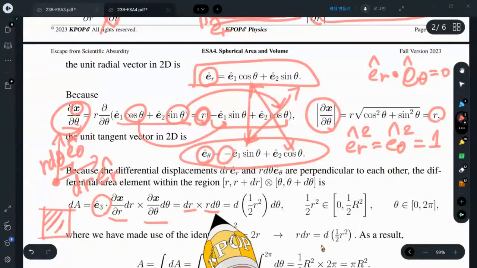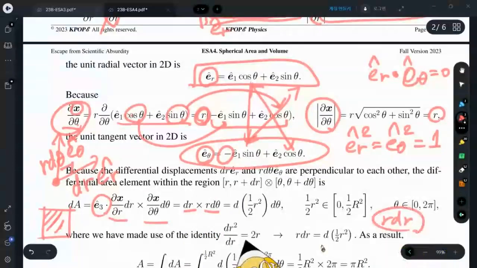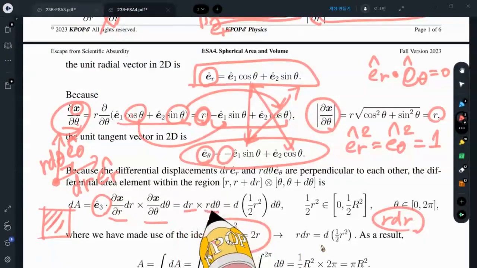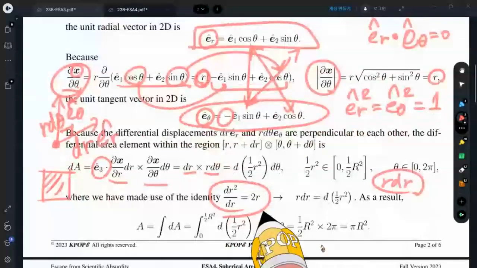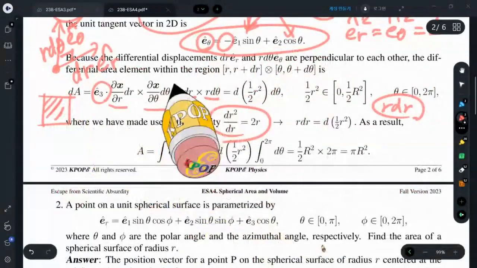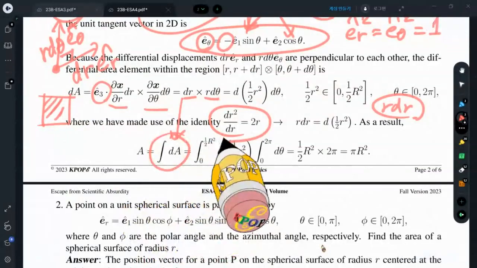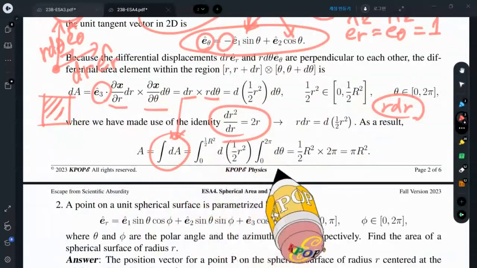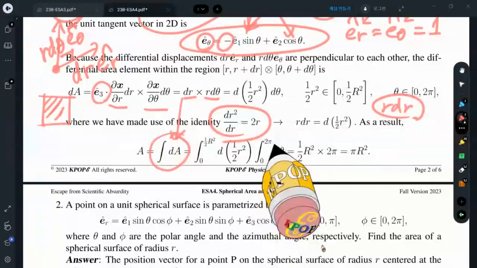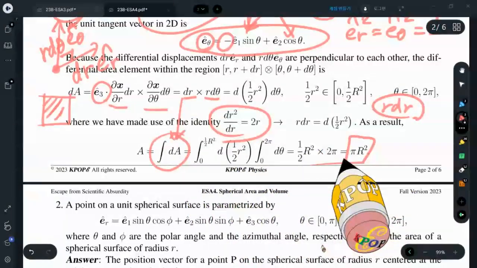Finally, the rectangle's area is trivial. And we know r dr is simply expressed in this way. So this is nothing but the differential of one half r squared. Therefore, combining everything together into a single piece and integrating over the region from radius 0 to capital R and the angle 0 to the full angle of 2 pi, the answer is pi R squared.